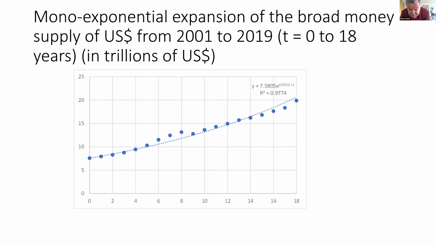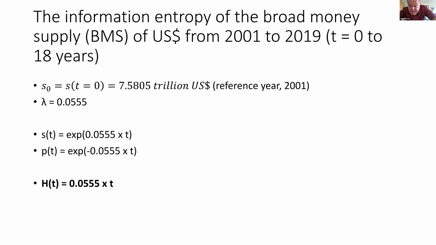And the other number is 7.5805. So what on earth is that? That is S0. Remember I said S0 doesn't have to be 1. Here I'm setting it to 7.5 trillion US dollars. Why can I do it like that? It's because I'm making everything relative to it. The cumulative probability of 7.5805 trillion at time 0 is 1.